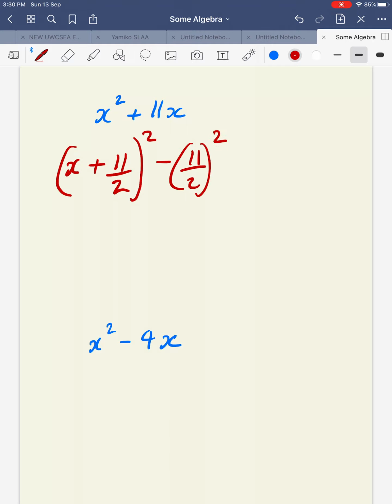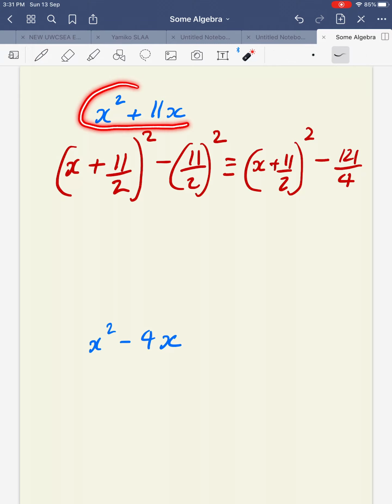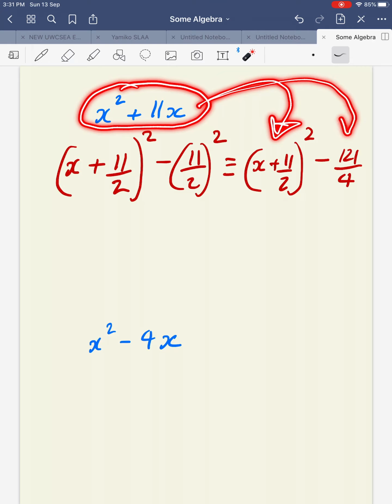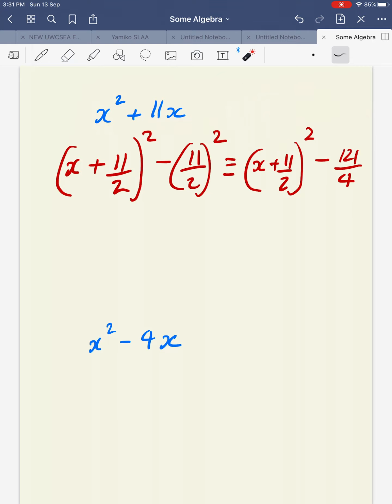Okay, and the reason why it's nice to work with fractions is we can actually just write this out now as x plus 11 over 2 all squared, subtract 121 over 4. Okay, so what we're saying here is that x squared plus 11x can be written as a perfect square, but then we have to adjust by taking off that corner a little bit.